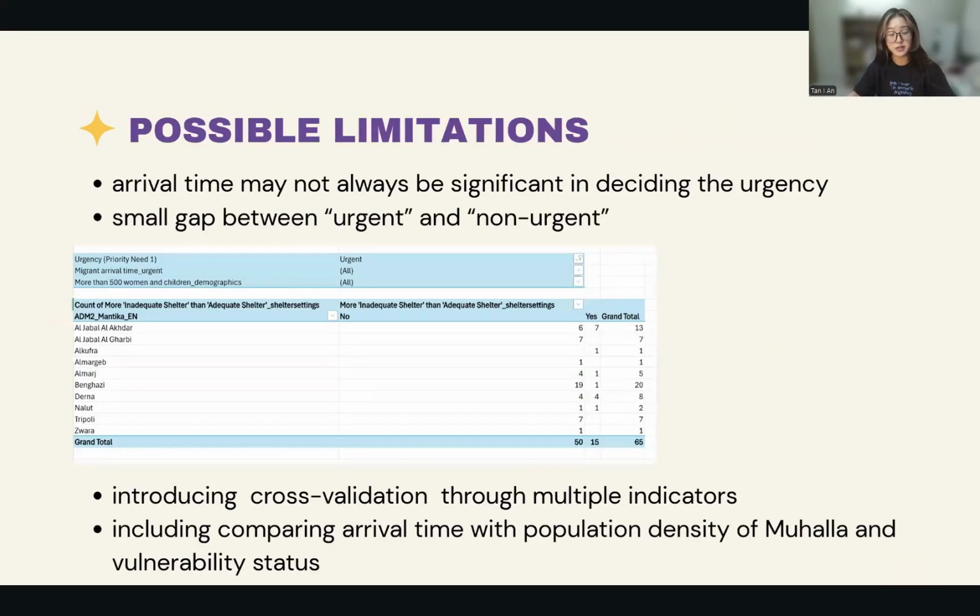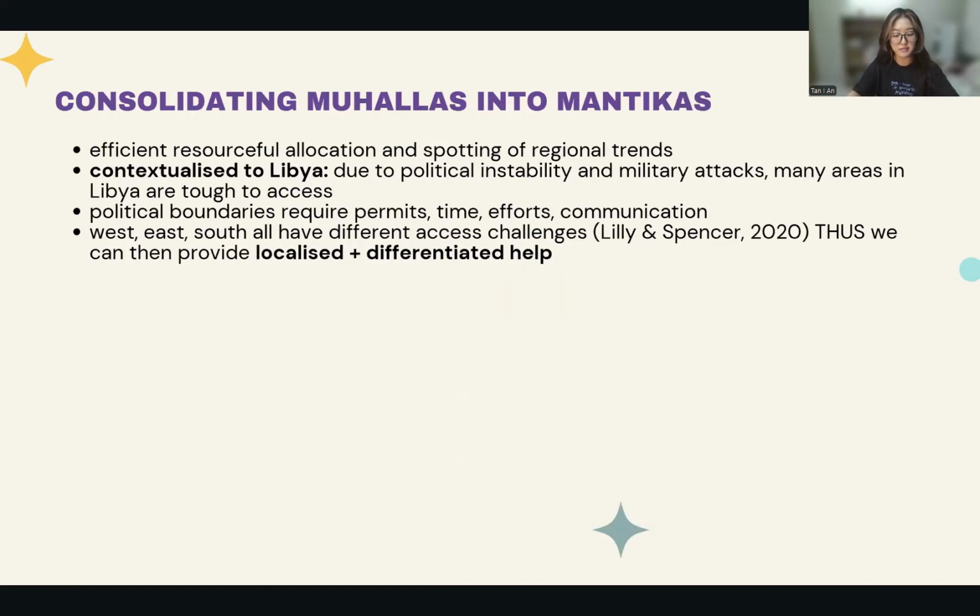However, using migrant arrival time may not fully capture the current urgency of displacement. We also identified a narrow gap between urgent and non-urgent variables, with 3 mantikas, classified as urgent, only having 1 more inadequate shelter than adequate ones. To mitigate this, we cross-validate between different factors, ensuring more underlying areas are reassessed and no community is deprioritized due to marginal differences. Scale inconsistency may also arise between mohalla level and mantika level.